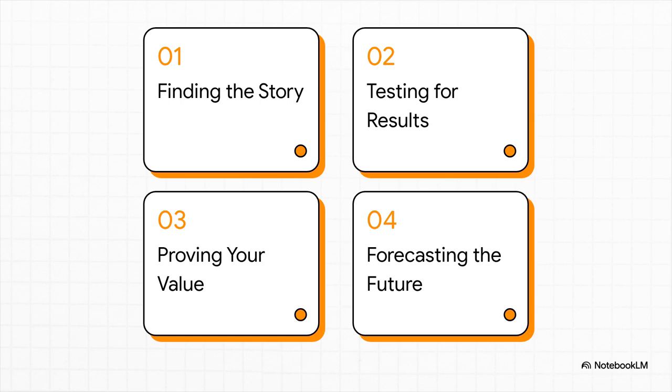Think of it as a 4-step cycle that helps you use AI to turn all that data into a real strategic advantage. We'll start with finding the story in your data, then move to testing your ideas, proving your marketing's value, and finally, forecasting what's coming next.